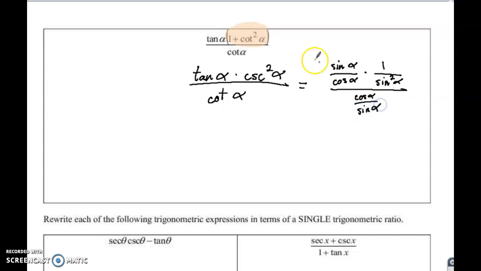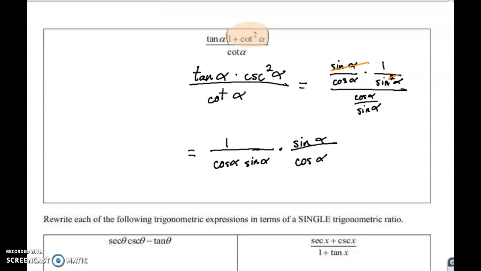Because now that I'm looking at this, I can cancel out one of these sines. So what I really have, I'm going to do 2 steps at once, so please stick with me, is 1 over cosine alpha sine alpha. And instead of dividing by a fraction, I'm going to multiply by the reciprocal. That's something you should know already. If you don't, I can quickly explain why that's the same thing.